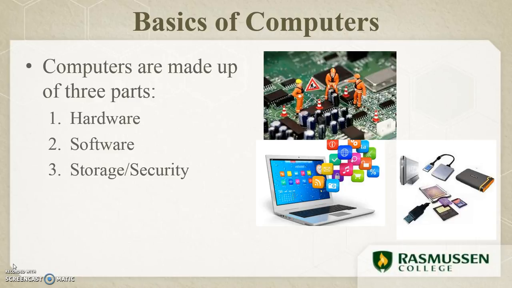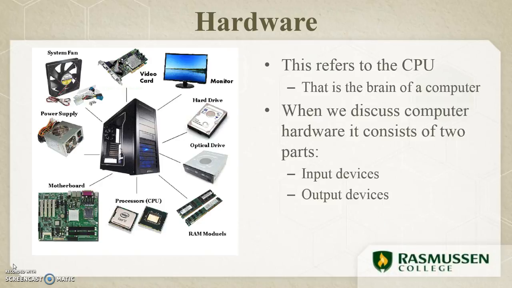So computers are made up of 3 different components. They're made up of hardware, software, and storage or security measures. Now we're going to talk about each of those a little bit more in depth so you get a better understanding of them. And we're going to start with talking about hardware. Now hardware refers to what we call the CPU, or the Central Processing Unit. This is essentially the traffic controller for all of the computer activities. So another way to think about this is the CPU is the brain of every computer.